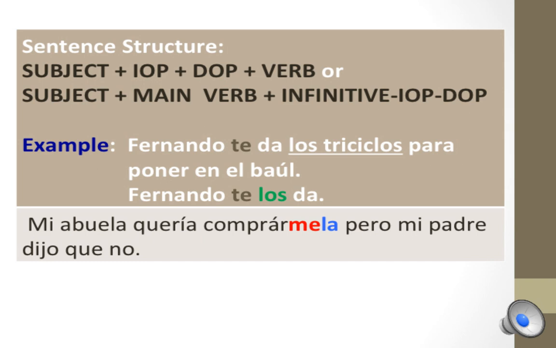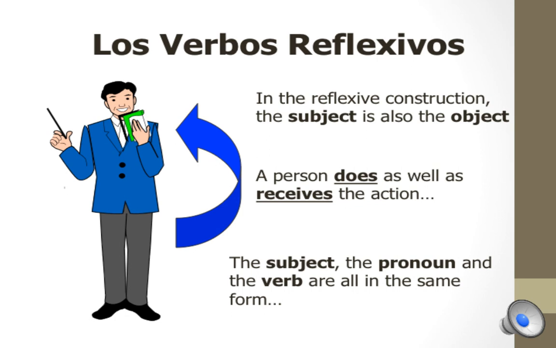I have a couple of examples here. Fernando te da los triciclos. He gives them to you. Te is to you. Now I replace los triciclos and it would be Fernando te los da. Now, a different sentence where I have attached the pronouns to the infinitive, it would look like this. Mi abuela quería comprármela. Note how an accent mark has been added to the A before the R in the infinitive.